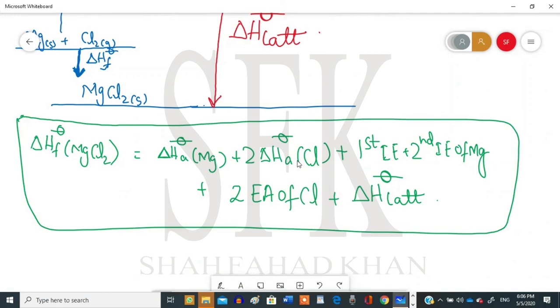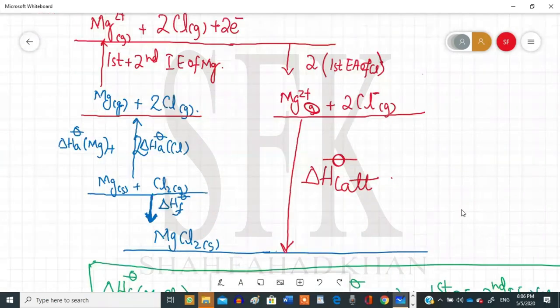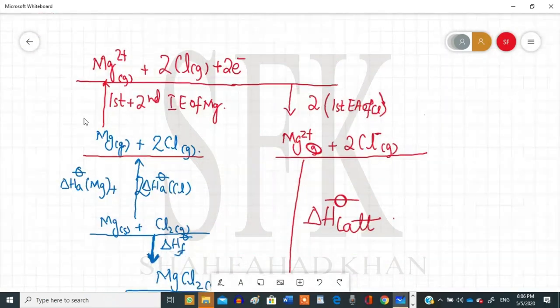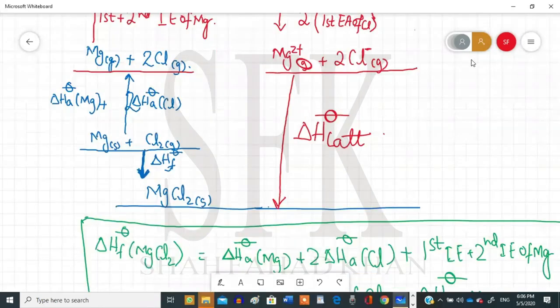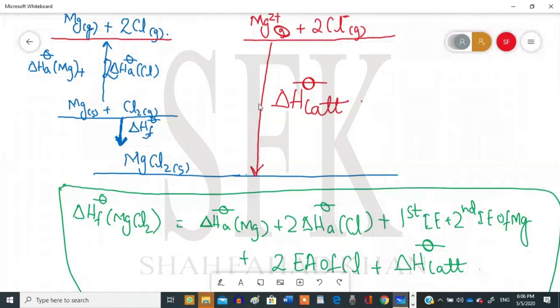Hassan, is your confusion clear? Of the magnesium 2 positive? All right, cool. So any question in this Born-Haber cycle?